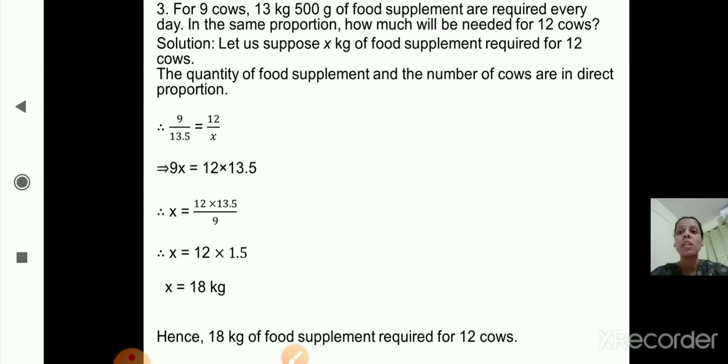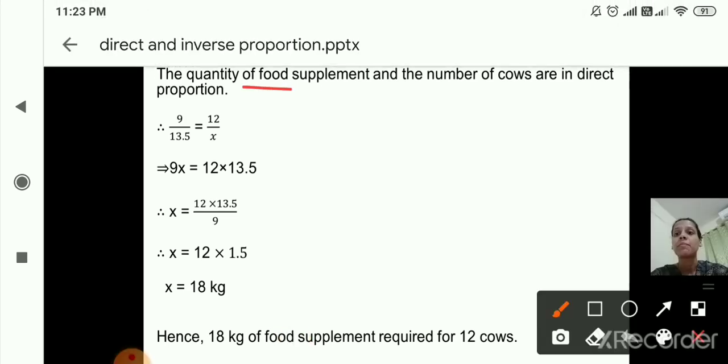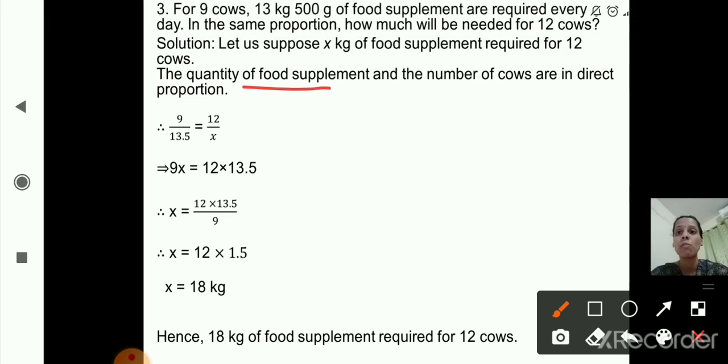Now what is given? The quantity of food supplement is given and the number of cows are given, right? For 9 cows, how much quantity is required? 13 kg 500 gram, right? So we have to find out for 12 cows, which we consider as x.